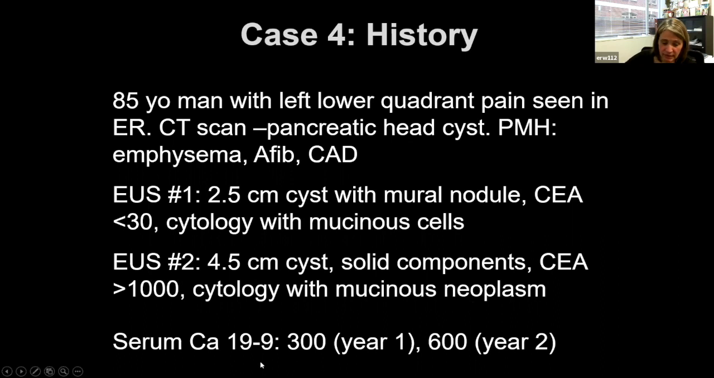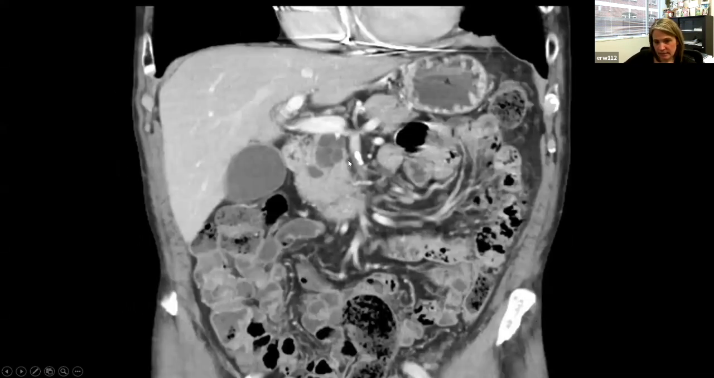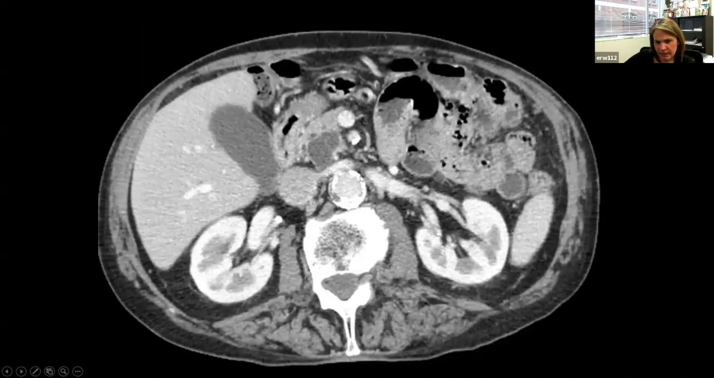His serum CA19-9 was measured at the time of the first EUS and was 300, which was elevated, but at the second time point had increased to 600. So here's his cystic lesion. It's in the pancreas head here. You can see it has septations within it. This is the axial image of it.